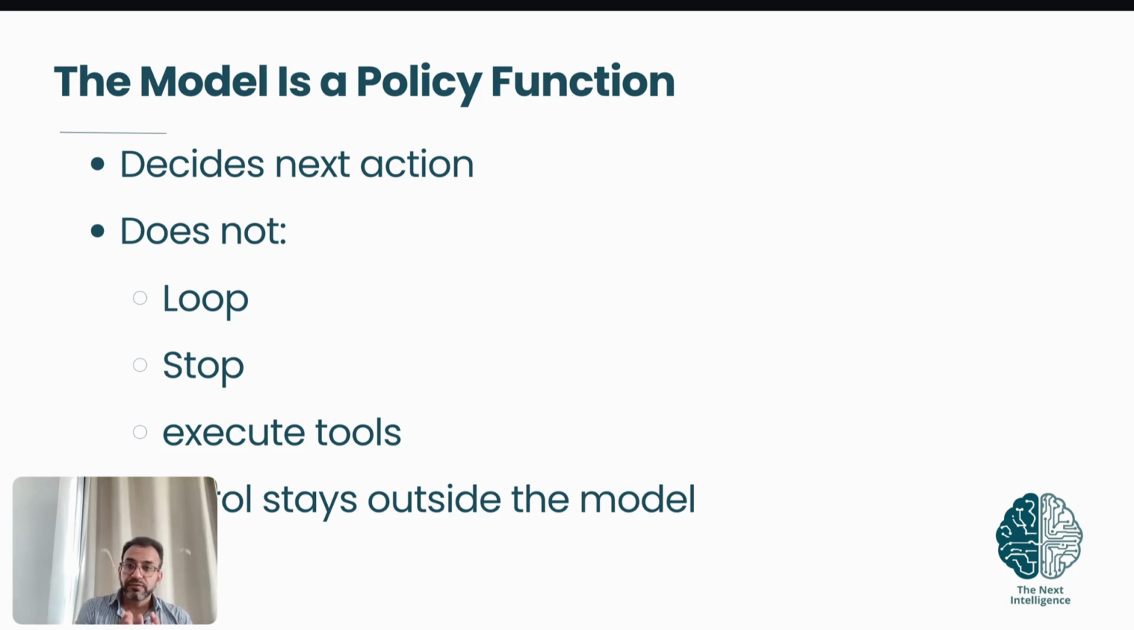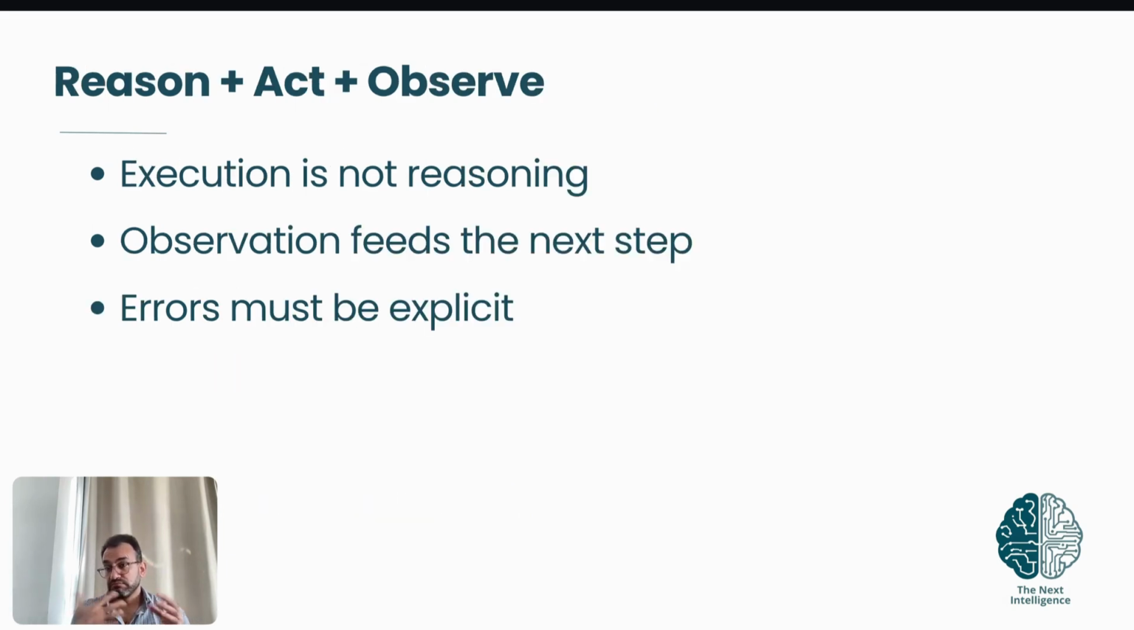The model itself in this reasoning loop acts as the policy function. So it only decides what next action to be taken. It doesn't decide to loop. It doesn't decide to stop. It doesn't decide to execute tools. It just says what is the next action to happen. Other elements happen outside the model itself. And here we come to the whole cycle: reason, act, and observe.